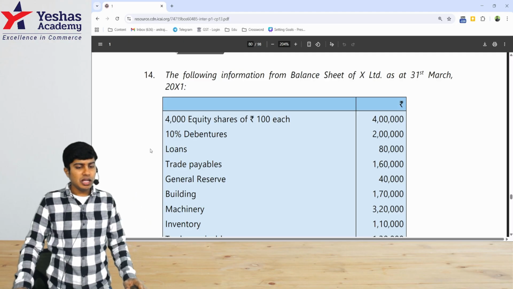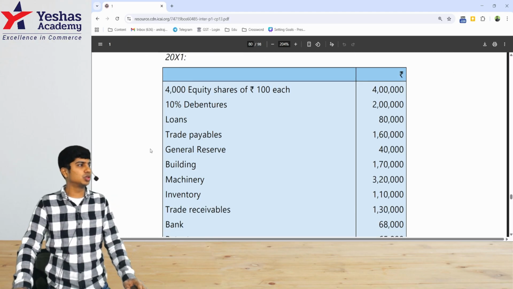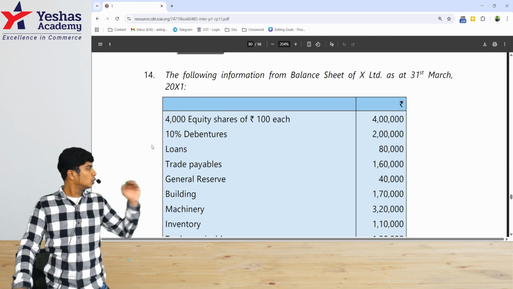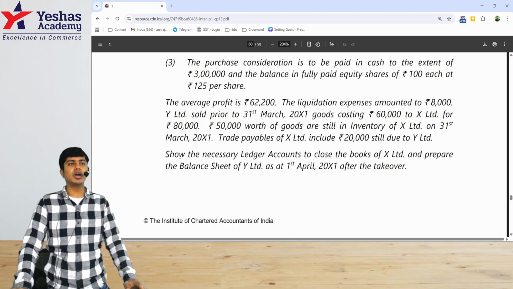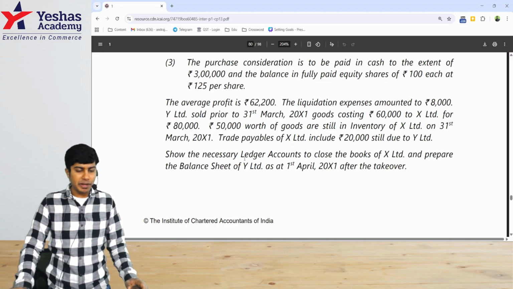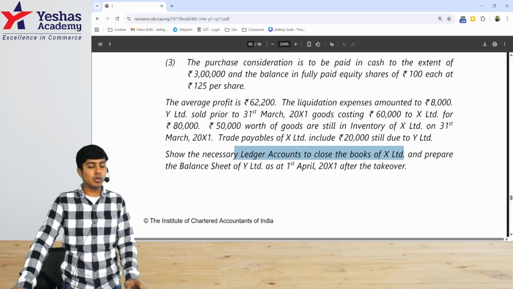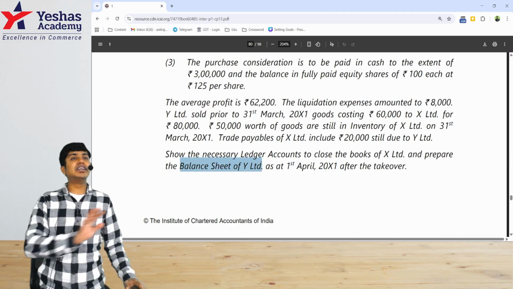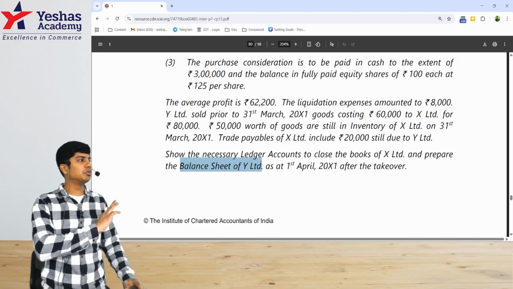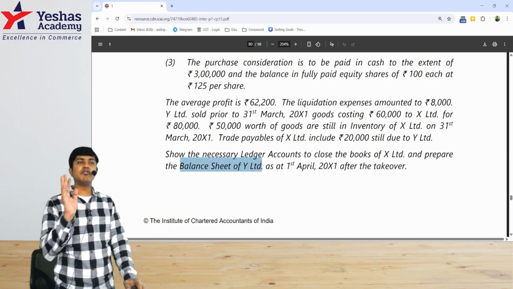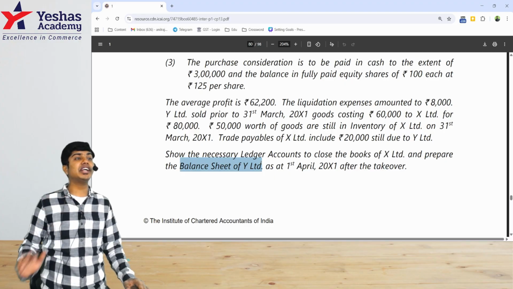Start reading this question. The following information from the balance sheet of X Limited as at 31st March 2021 is being made available. Don't waste your time reading this balance sheet extract. Quickly come to the end of the question and see what it is that they need. They want you to prepare ledger accounts to close the accounts of X Limited. And they also want you to prepare a balance sheet. They haven't asked you to pass journal entries in the books of transferor or transferee. In the books of transferor, they need ledger accounts. In the books of transferee, they straight away need a balance sheet.